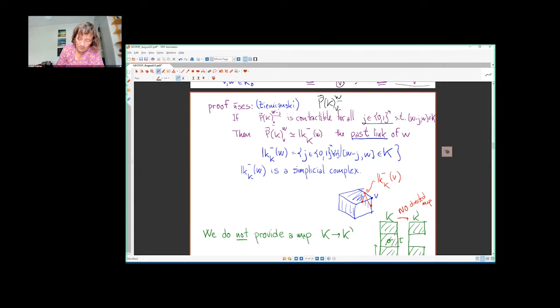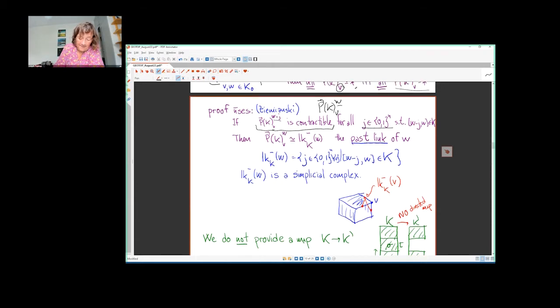So they get to W minus some 0, 1 vector. So right below, they get to the last cube before W, you might say. If all these path spaces are contractible, the ones that get to just before W, then the path space to W is homotopy equivalent to the past link. Okay, so what's the past link?